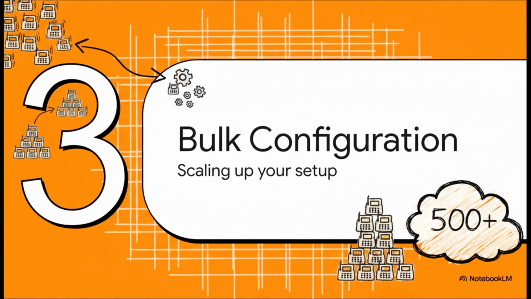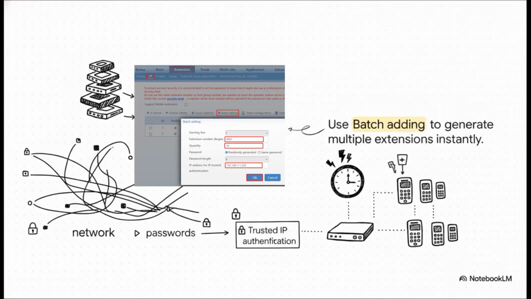All right, Section 3, Bulk Configuration. Because sure, a manual process is fine for a handful of phones, but what if you're deploying 50 or 500? Instead of adding phones one by one, we use batch adding. This tool is an absolute lifesaver. You literally just set your starting line, punch in your first extension number. Let's go with 8001 and type in the total quantity you need, say 32. Bam! The system instantly generates secure passwords for every single one of them.